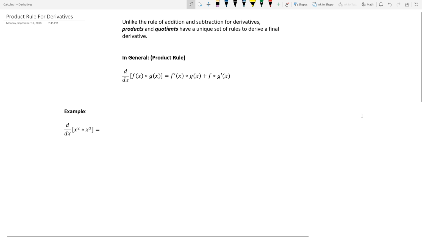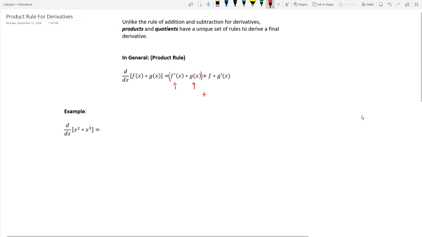So in general, this just states the derivative d with respect to x of the functions f of x multiplied by g of x is then broken apart as finding the derivative of the first function multiplied by just the second function. So I'll show you here. So this is finding the derivative of that first function multiplied by just the standard second function.